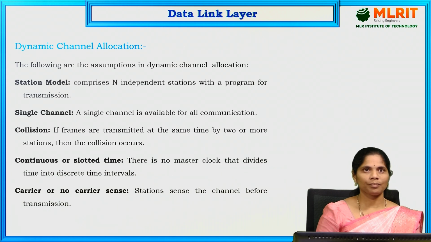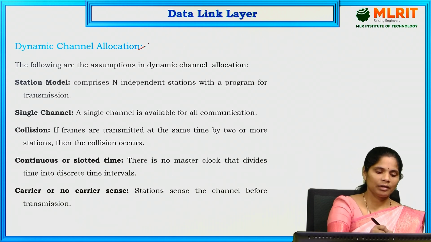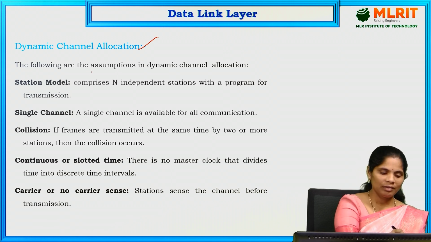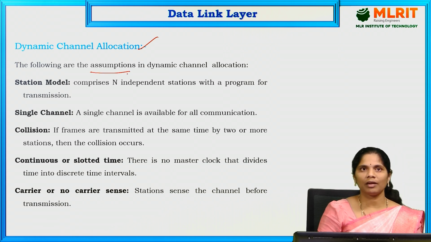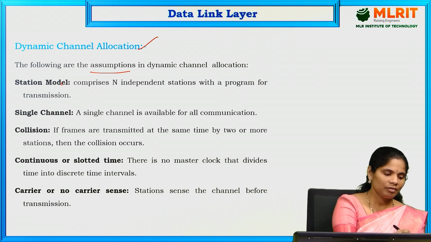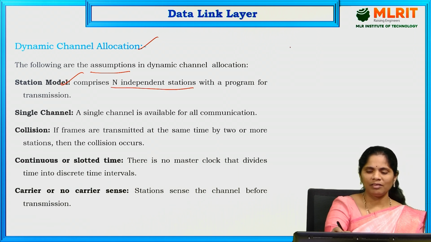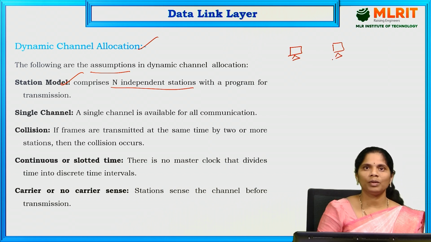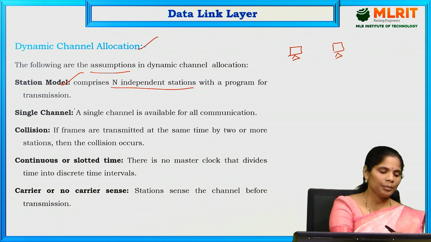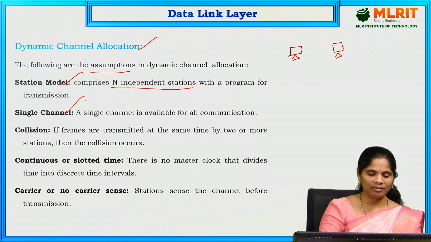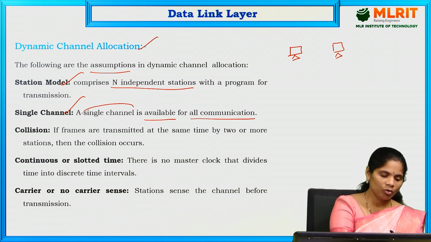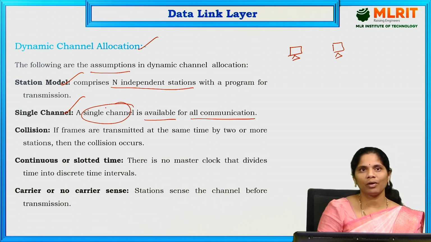So, how are the dynamic channel allocations going to be assumed? These are some assumptions for dynamic channel allocation. First, the station model. What is the station model here? Each station is independent. This is one station, this is another station. Each station is independent and does not depend on the other station. That is the station model. Coming to single channel: a single channel is available for all communication.